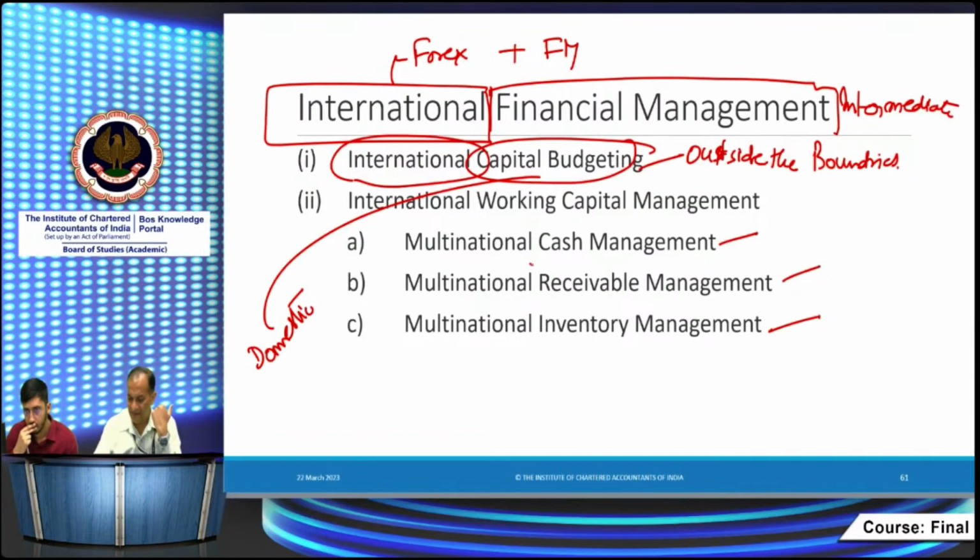Normally, a multinational cash management numerical can be asked. Still now, I think a question on multinational receivable management has never been asked. But international capital budgeting is important from the numerical point of view, because questions are normally asked in this.